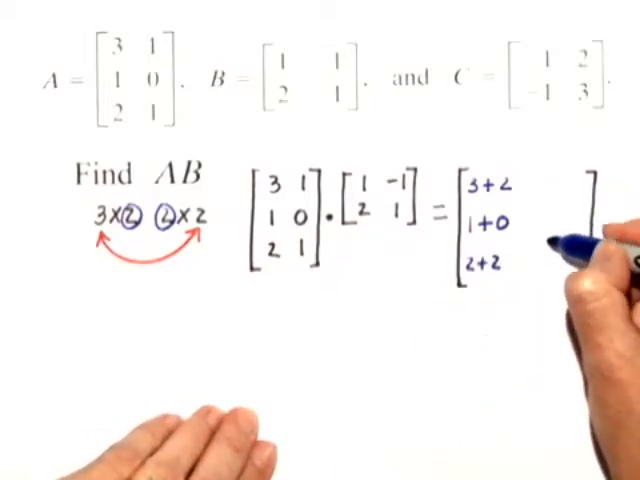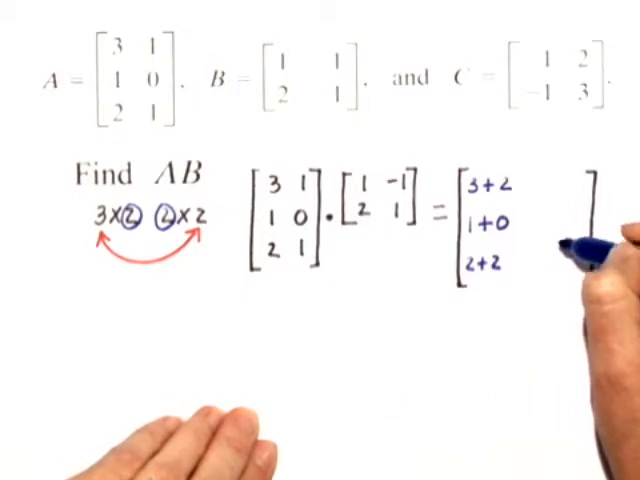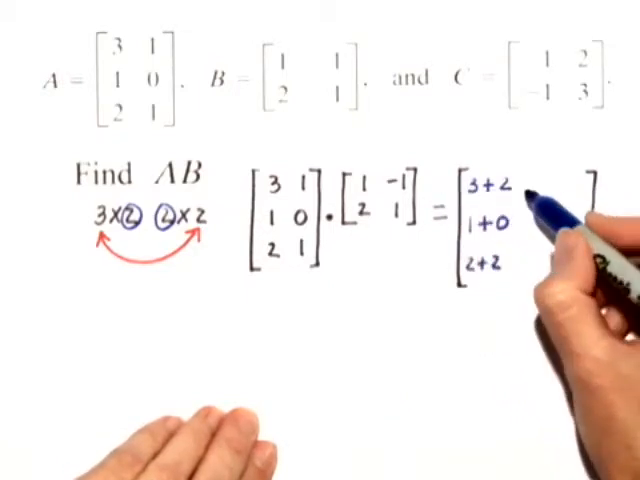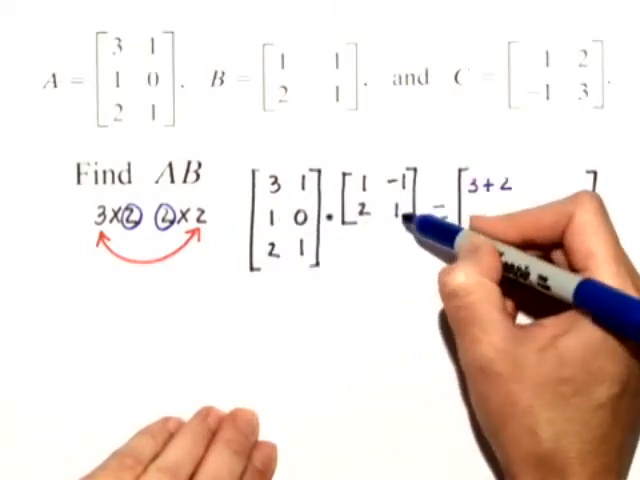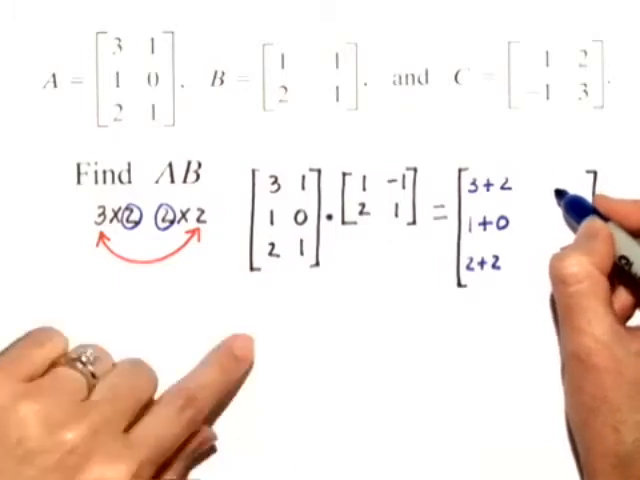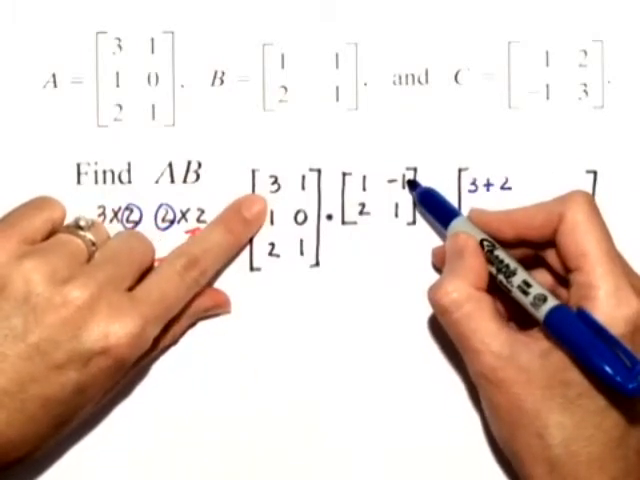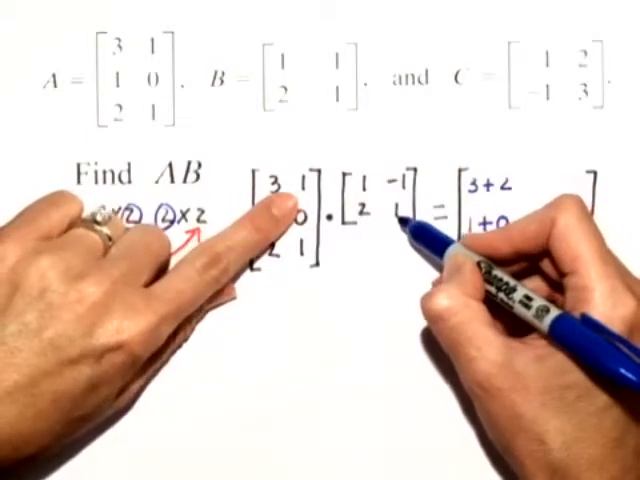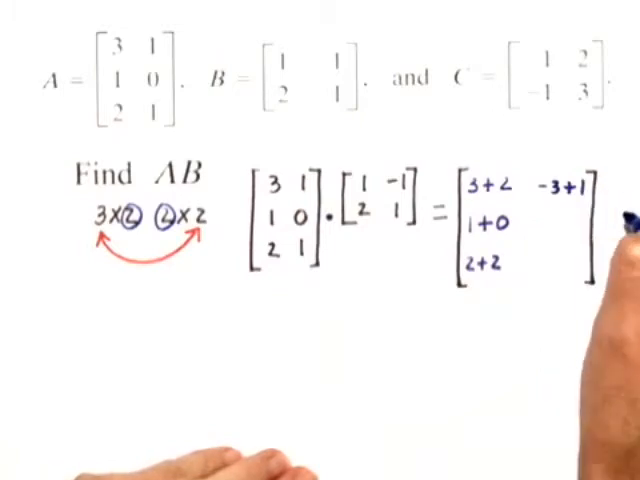Now I need to move over to my second column. In order to find the elements for this second column, I'm going to be multiplying, first of all, the first row by column 2, then the second row by column 2, and then the third row by column 2. So let's do that in that order. I have row 1, column 2. So 3 times negative 1 is negative 3 plus 1 times 1. So I have negative 3 plus 1.